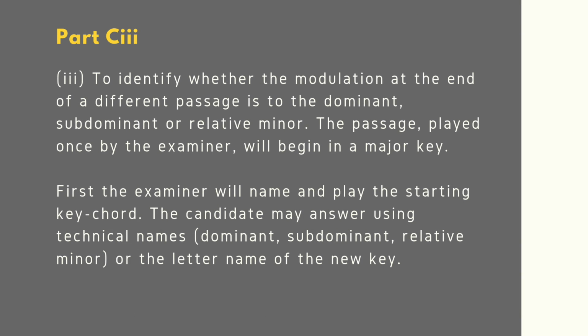Part C, Section 3. To identify whether the modulation at the end of a different passage is to the dominant, subdominant, or relative minor. The passage, played once by the examiner, will begin in a major key. First, the examiner will name and play the starting key chord. The candidate may answer using technical names dominant, subdominant, relative minor, or the letter name of the new key.